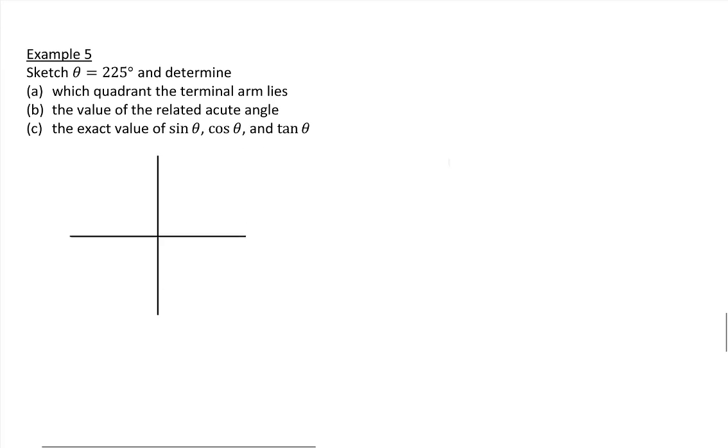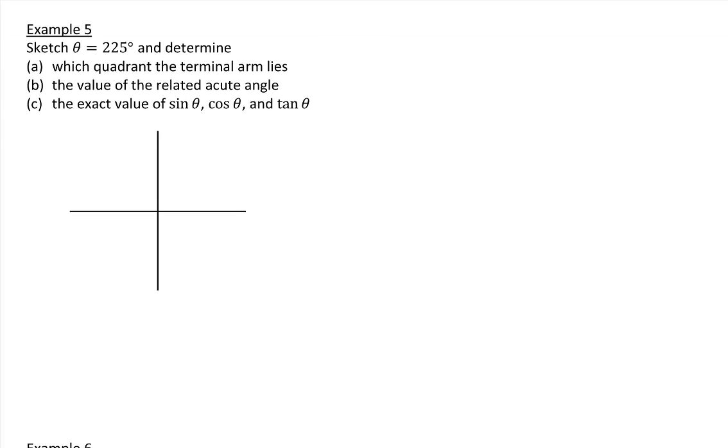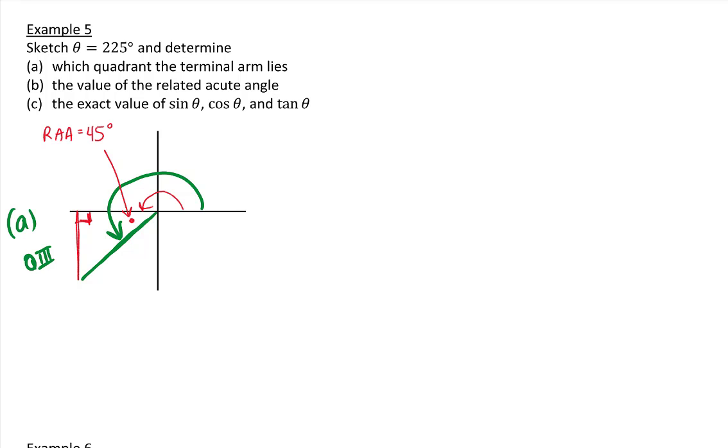Let's go through a few more examples. So example 5, let's sketch theta equals 225 degrees. So we know that's going to be in quadrant number 3. So that's part A. Part B, determine the value of the related acute angle. Well, if we take a look at the angle it makes with the x-axis, so if we take 225 and minus this 180 here, we can determine this angle to be 45 degrees. So that's our related acute angle. So that's part B.